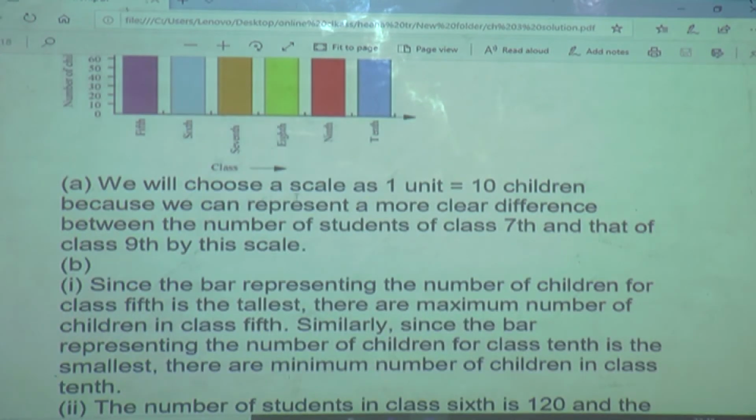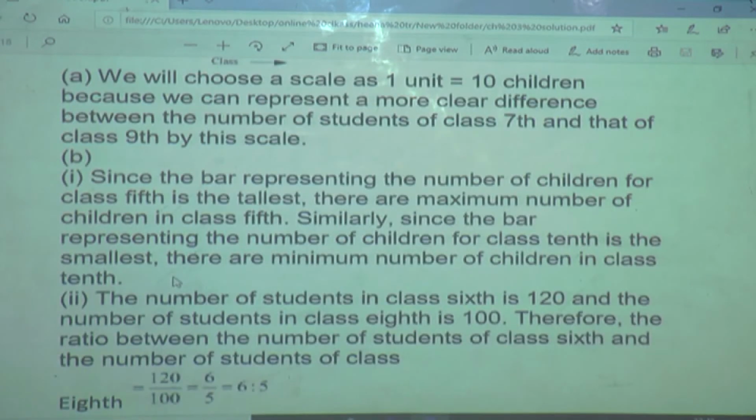We will choose the scale as 1 unit is equal to 10 children because we can represent a clearer difference between the number of students of class 7 and that of class 9 by this scale. There will be some very small differences, so we are writing the scale of 10, so it will be easier to differentiate between the strength of the classes 5, 6, 7, 8, 9, 10.